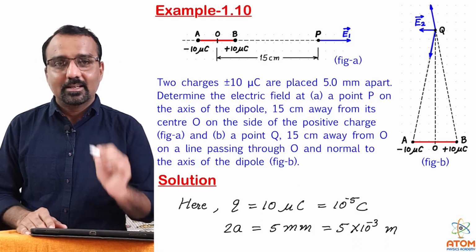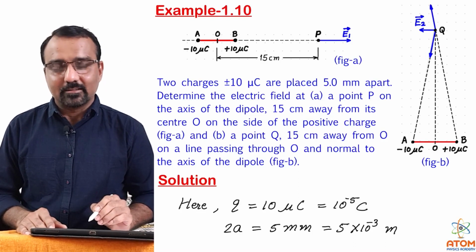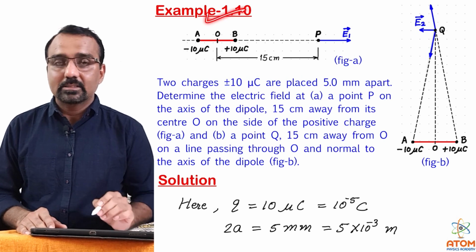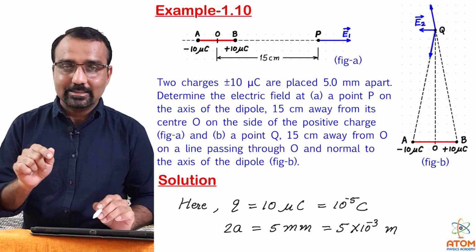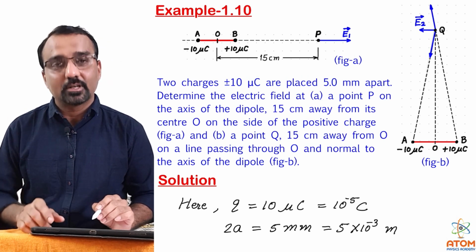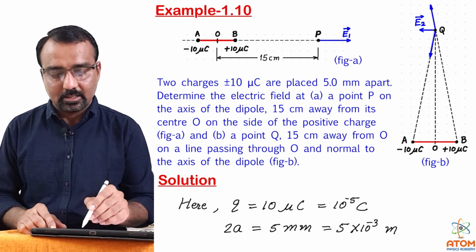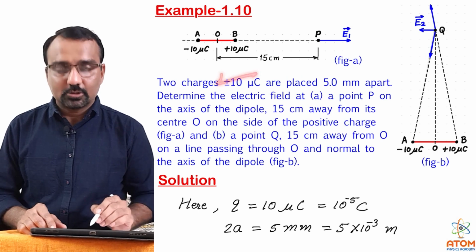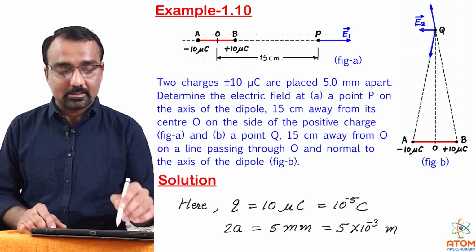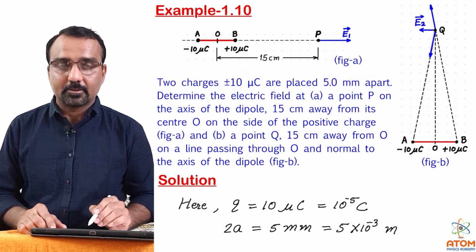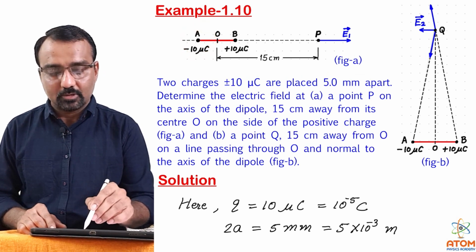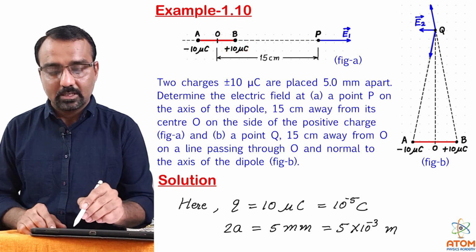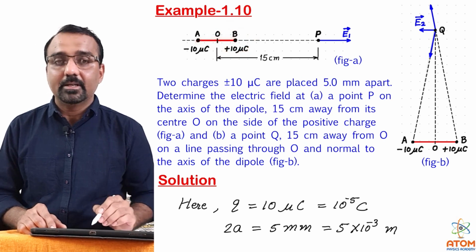Now let us see example 1.10. This example is about finding the electric field of a dipole on its axis and on its equatorial plane. Two charges, plus or minus 10 microcoulomb, are placed 5 millimeter apart. Here you can see these are two charges, minus 10 microcoulomb and plus 10 microcoulomb, kept 5 millimeter apart.